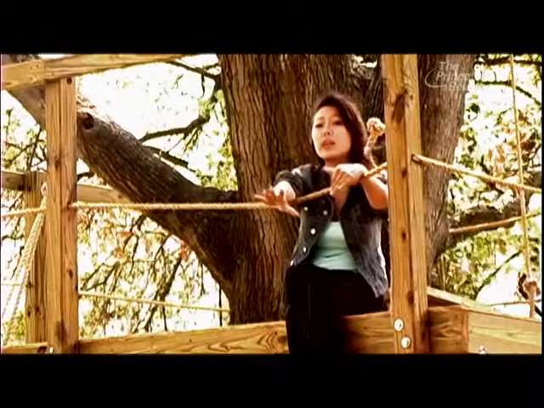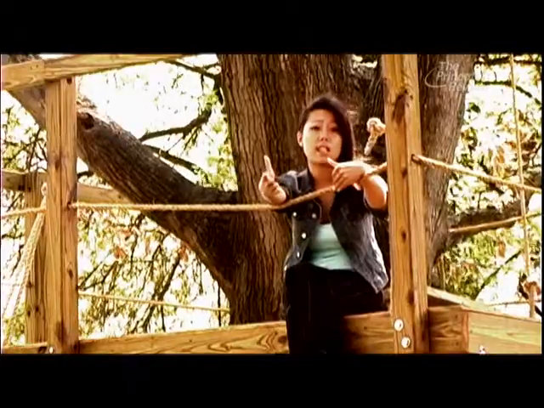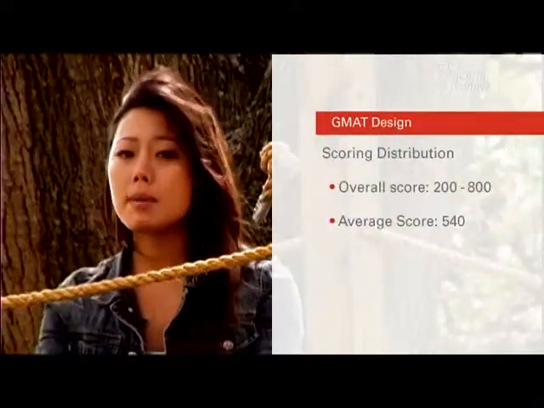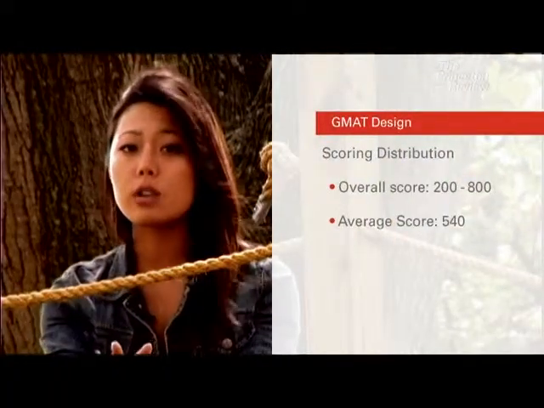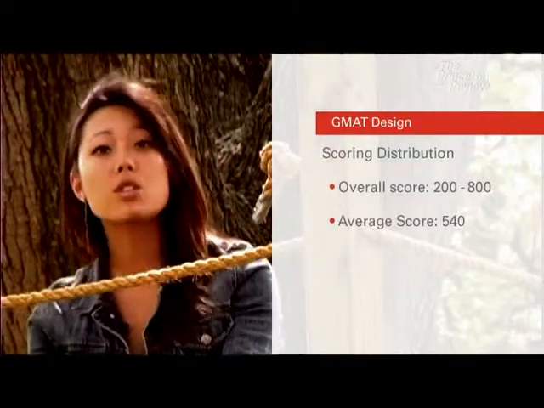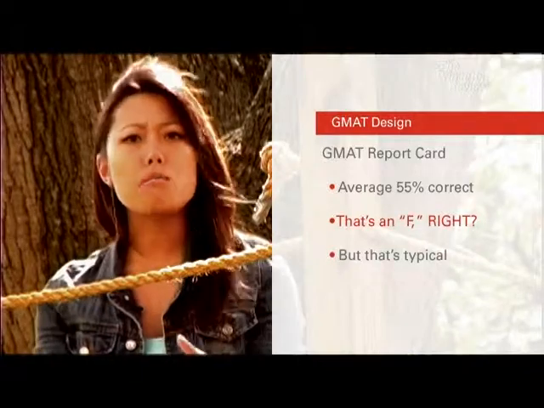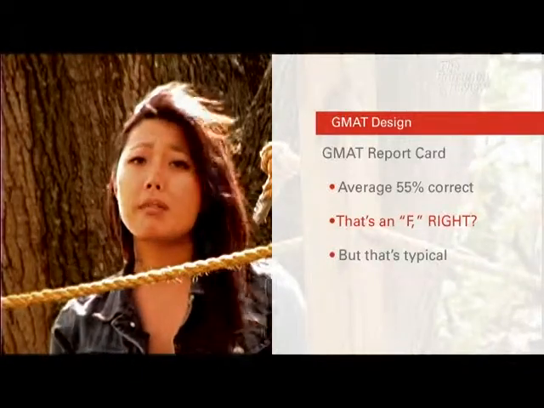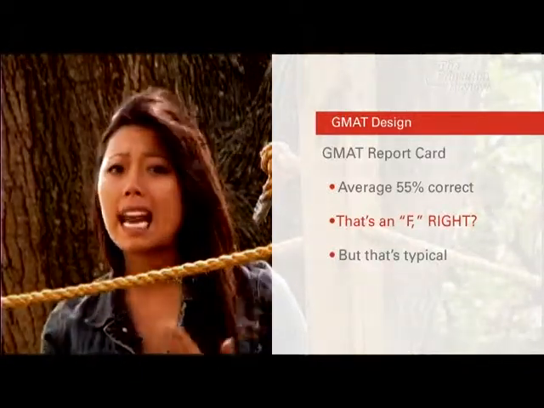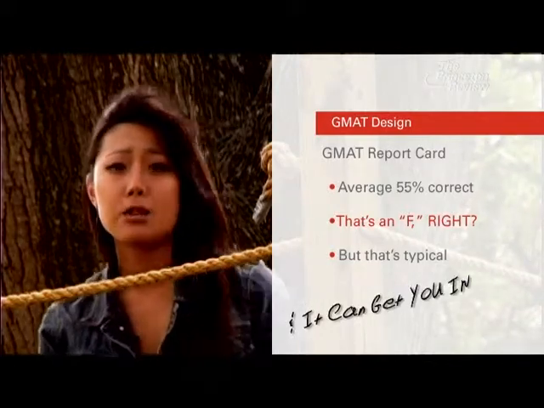Well, let's look really quickly at the distribution of GMAT scores. Well, recall that the GMAT is scored from a 200 to an 800, with the average score being about a 540. So all other things being equal, most GMAT test takers are scoring at about a 55%. So you're getting an F on basic junior high and high school material.